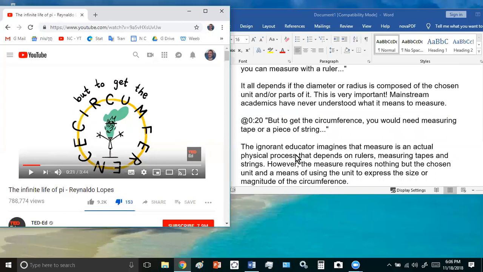But to get the circumference, you would need a measuring tape or a piece of string. You'd need measuring tape or a piece of string.